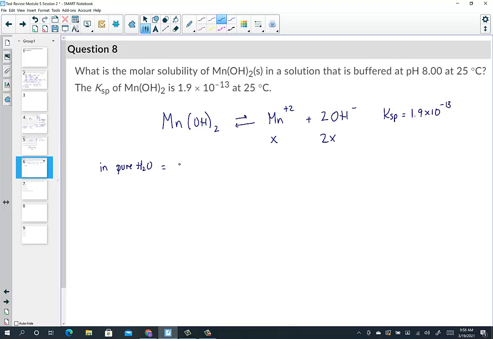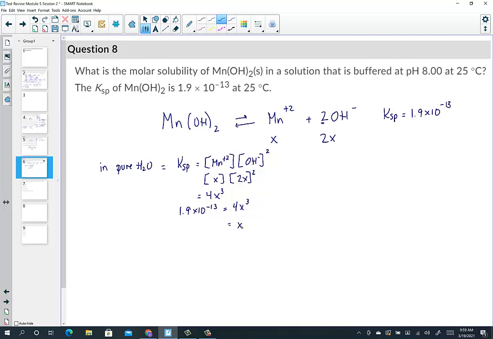I would solve the Ksp problem by saying, remember just to write out that the manganese ion concentration times the hydroxide ion concentration squared. The squared comes from this coefficient. So I would let manganese be x, I would let hydroxide be 2x, and I'd have to remember to square it. So this comes out to be 4x cubed for Ksp. So plugging this in, 1.9 times 10 to the negative 13 is equal to 4x cubed. Let me solve for x.